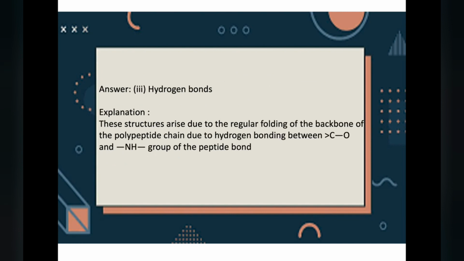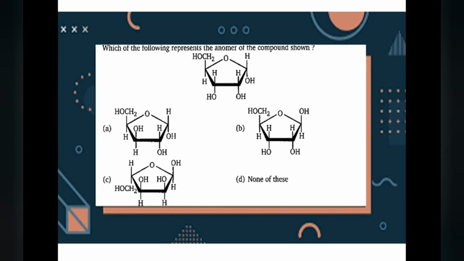Now moving on to the next question. Here you can see a few structures, and the question is which of the following represents the anomer of the compound shown. So what is an anomer? It is a type of geometric variation found at a few atoms in carbohydrate molecules, in cyclic monosaccharides or glycosides. Here you can see four choices. Choice A is exactly the same as the structure given in the question, so A won't be the correct one.